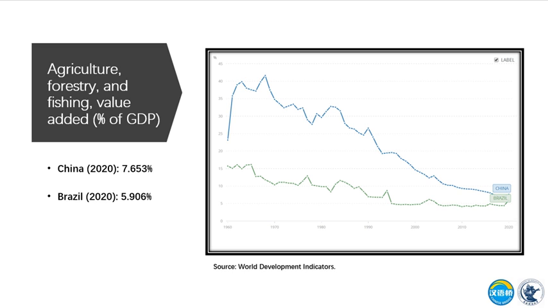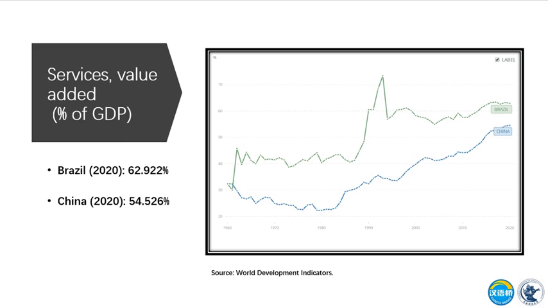Following these two slides, we can look at the service sector of the GDP. Due to the small share of agriculture and industry, you can see Brazil has a larger share of services in the GDP. Over the last 60 years, Brazil always has a large share of services in the GDP.